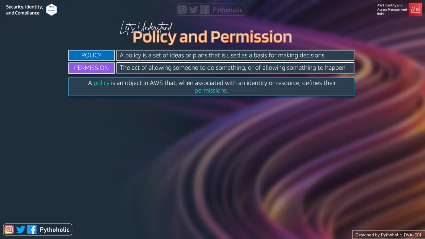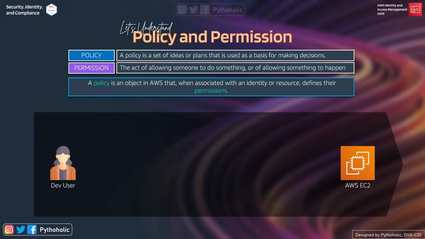When we combine these two together, a policy is an object in AWS that, when associated with an identity or resource, defines their permissions. Their means the identity or resource's permissions. Therefore, it clearly implies that we write policies and we can make the decision of who can access what. Let's see this flow diagram here and understand the action. This is the user from the dev team, and this is the AWS service, that is AWS EC2. That is quite clear. By default, the user has no access to EC2. This is the default action because it has no policies attached, so it will not have access to EC2.